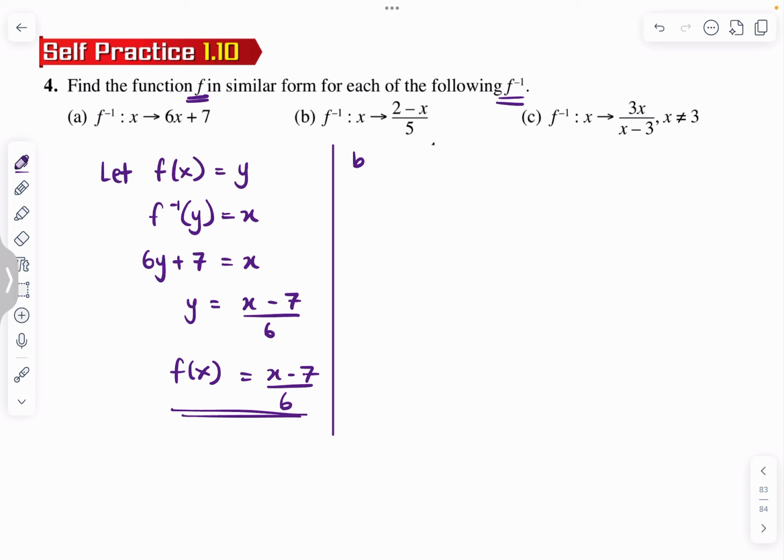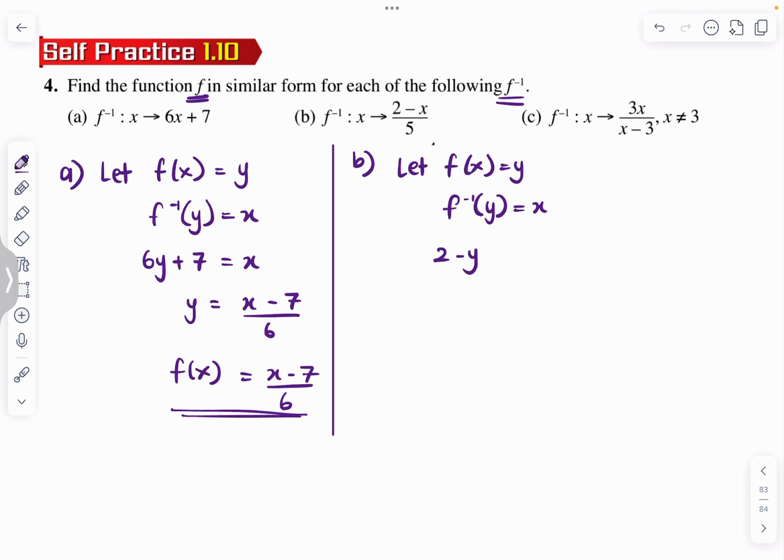Next, B. Same thing. We let f(x) equal to y. So f inverse of y will be x. Okay, the f you bring there becomes f inverse. So if f inverse of x is (2 minus x) over 5, f inverse of y would be (2 minus y) over 5.